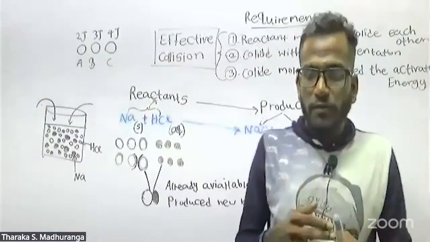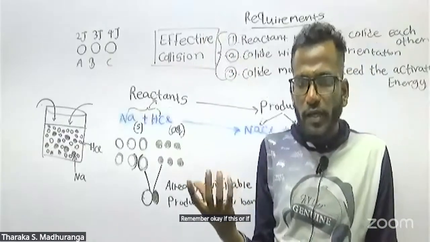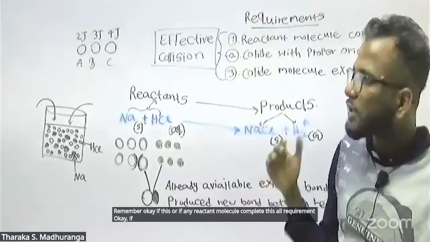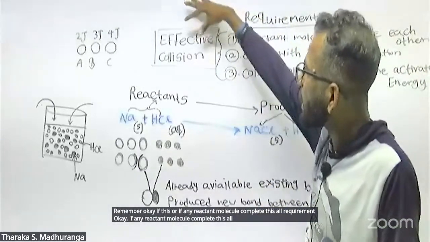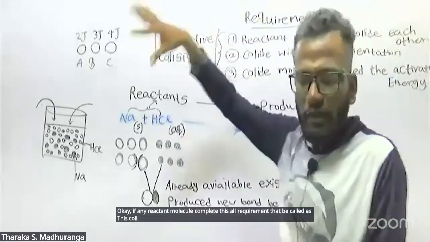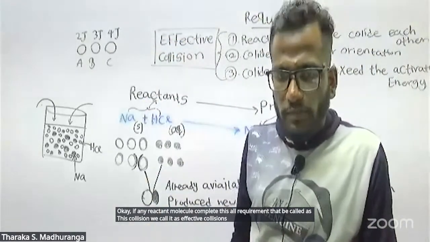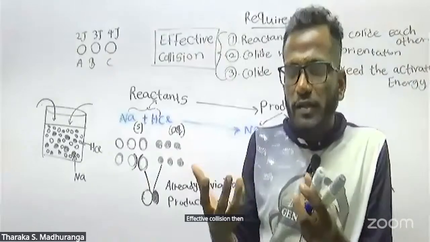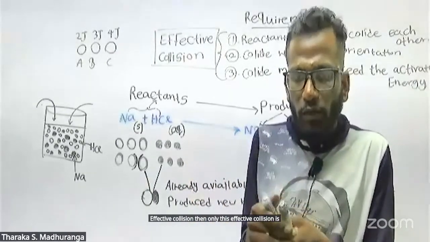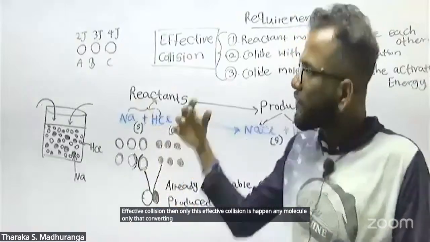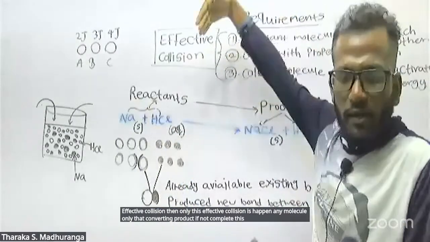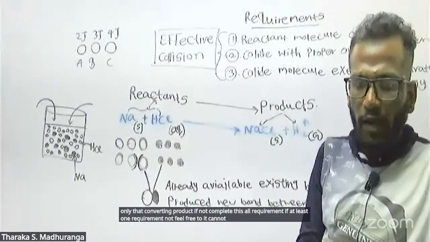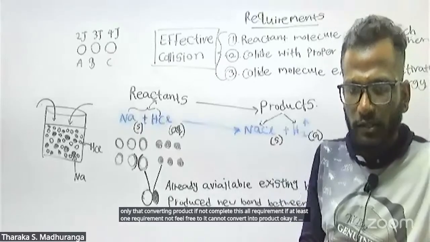Remember, if any reactant molecule completes all these requirements, this collision we call an effective collision. Only when an effective collision happens does the molecule convert into product. If not all requirements are completed, if at least one requirement is not fulfilled, it cannot convert into product. It cannot participate in the reaction.